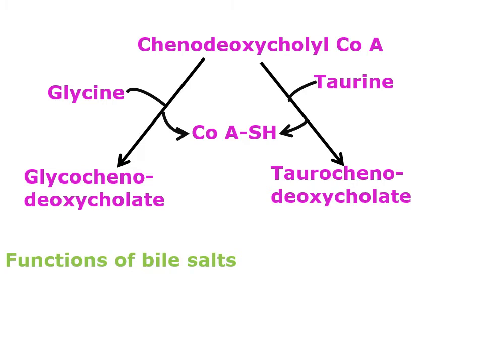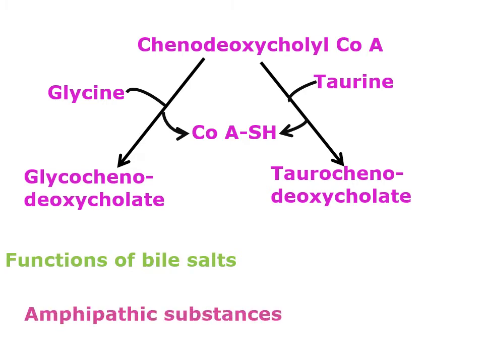So these are the bile acids: taurocholate, glycocholate, glycochenodeoxycholate, and taurochenodeoxycholate. Now these bile acids combine with sodium or potassium to form bile salts. Sodium or potassium taurocholate or glycocholate, these are the bile salts. Understood? What are the functions of bile salts?